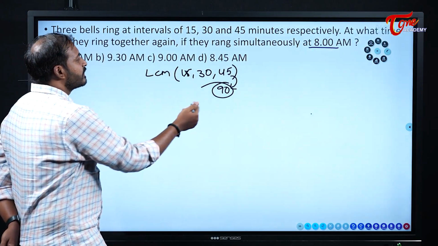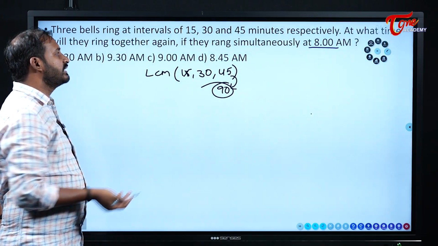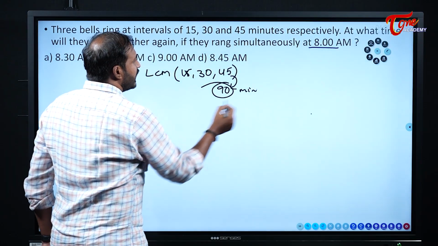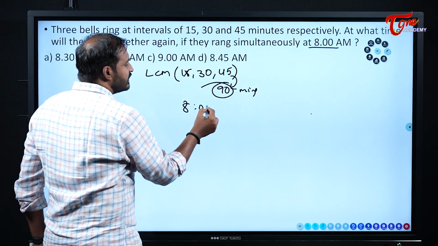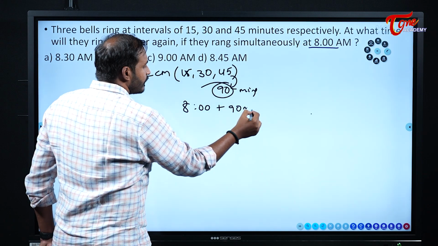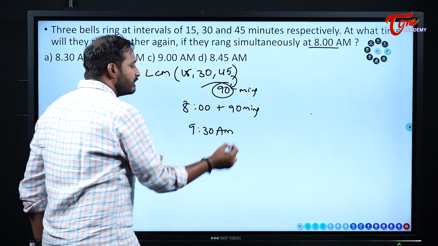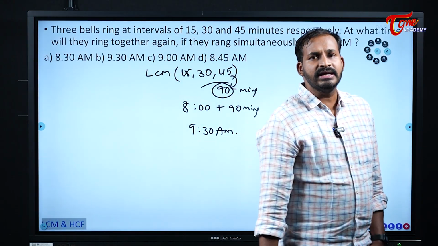Now simply after 90 minutes, once again all the 3 will ring simultaneously. So 8 a.m. plus 90 minutes means what? It is nothing but 9:30 a.m. That means at 9:30 a.m. once again all the 3 bells will ring simultaneously.